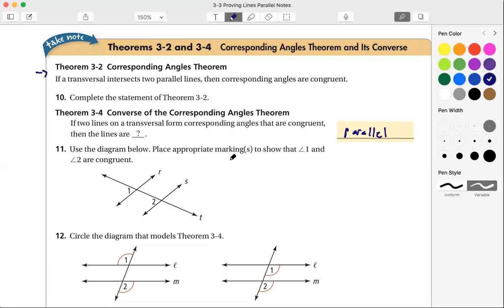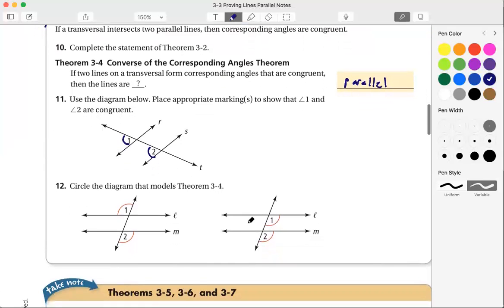Use the diagram below and place appropriate markings to show 1 and 2 are congruent. Well, to show they're congruent, I would mark them like this. Okay. Number 12, circle the diagram that models 3-4. Which one shows corresponding angles? Well, these are alternate exterior. These are corresponding.